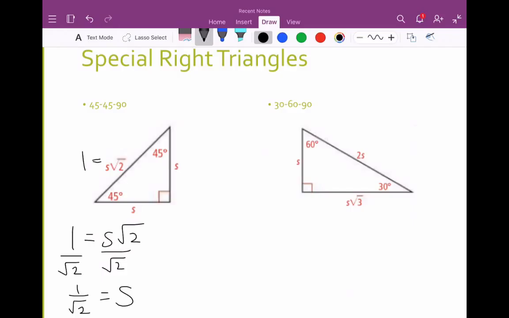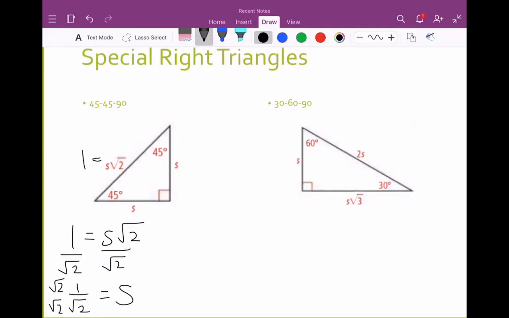Now the problem here is that we can't divide by a radical. And I know you guys did this in geometry, but I know most of us don't remember it, but we have to rationalize the denominator. So we're going to multiply by the square root of 2 on both the top and bottom. So then we end up that s equals the square root of 2 times 1 is the square root of 2, over the square root of 2 times the square root of 2 is just 2. So that means that these 2 sides are the square root of 2 over 2.